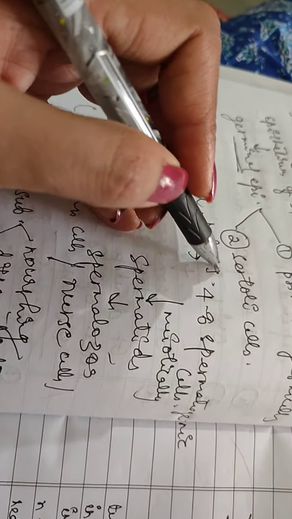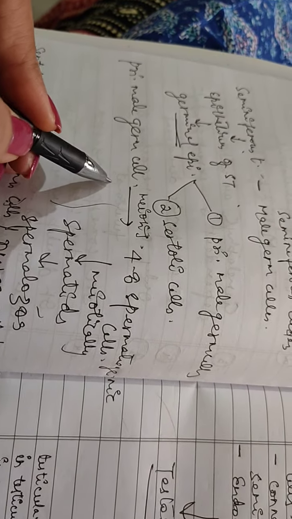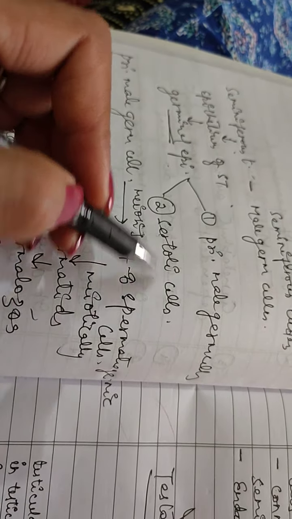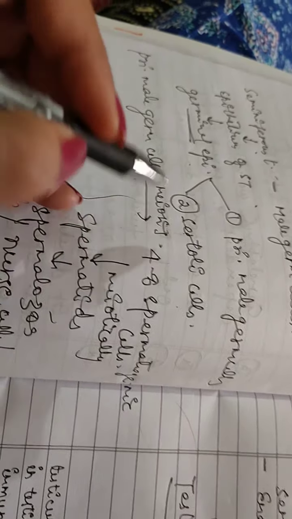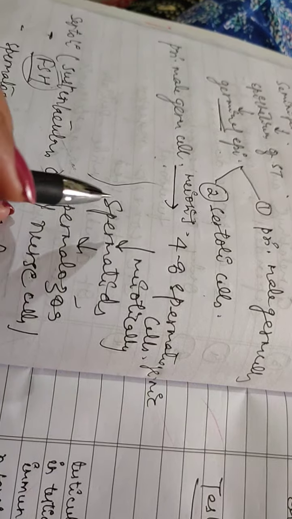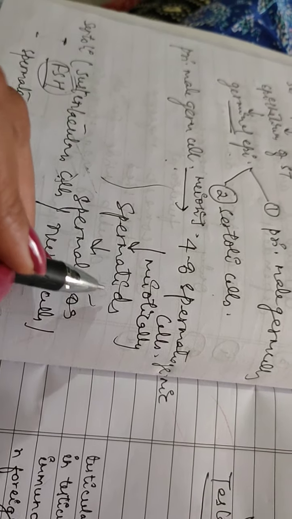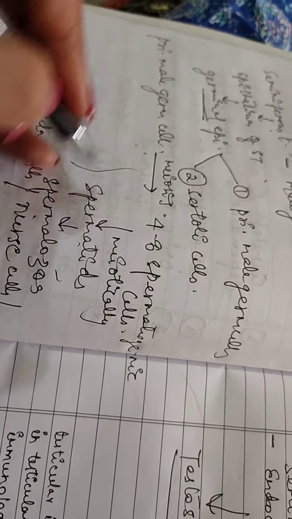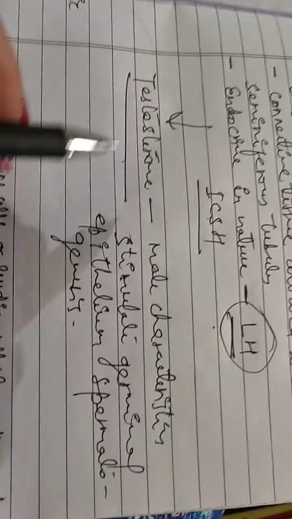As I discussed here, the whole process is stimulated by testosterone. The germinal epithelium produces primary male germ cells and Sertoli cells. Primary male germ cells undergo meiosis, form spermatogenic cells, which undergo meiosis again, form spermatids, and which mature into spermatozoa. So this whole process is stimulated by testosterone.